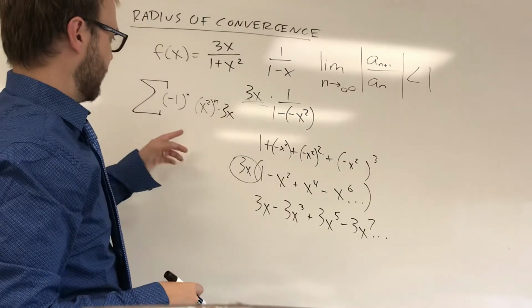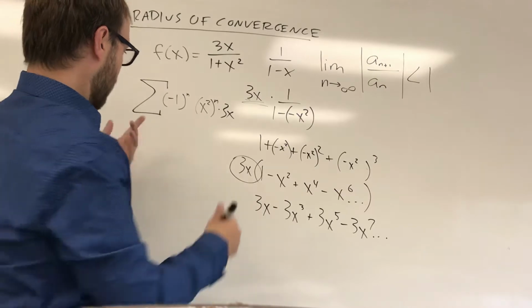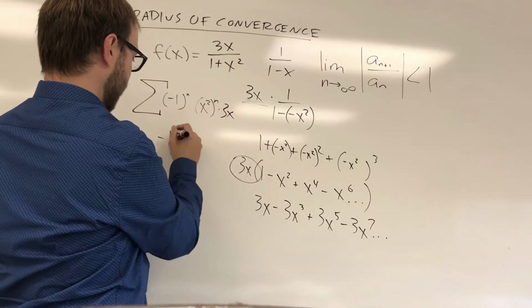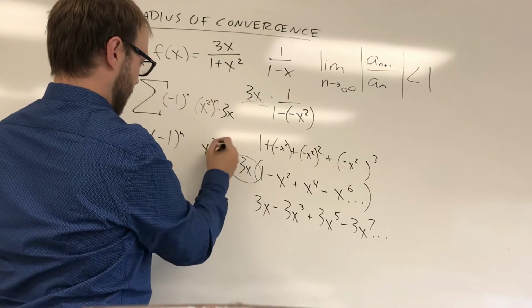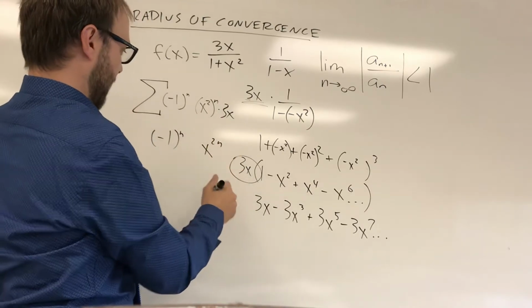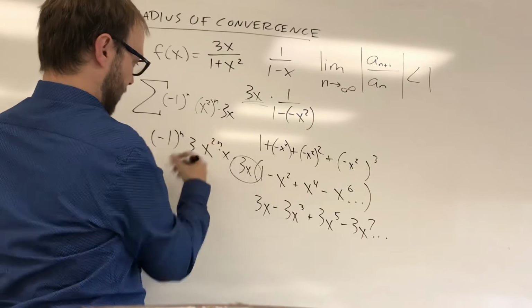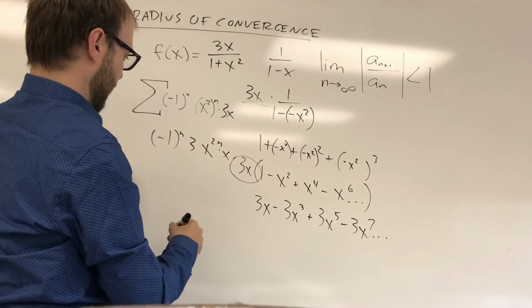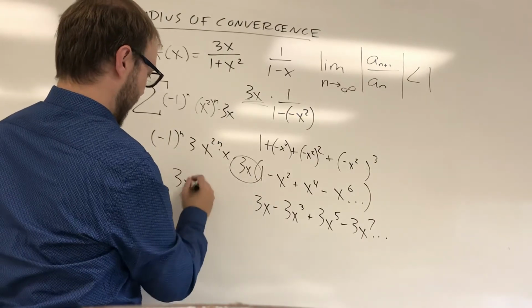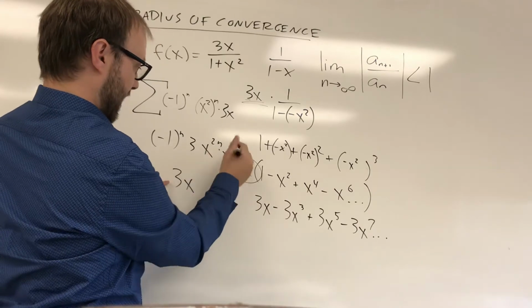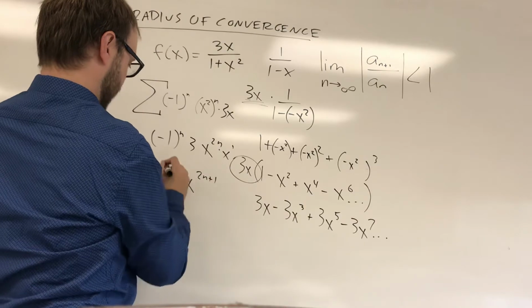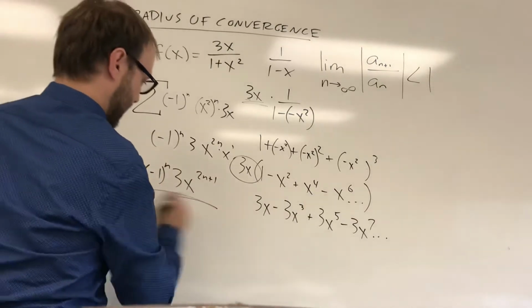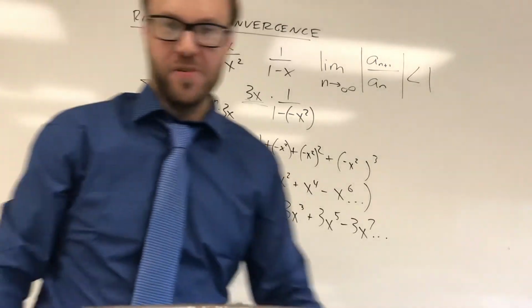So if we put all this together, you're going to have a negative 1 to the n, you're going to have an x to the 2n, and you're going to have an additional x, and you're going to have a 3 all being multiplied. So in the end, that's going to be 3x to the 2n plus 1. You add the 2 exponents there, and then you've got that negative 1 to the n out in front, and that's your regular series representation.